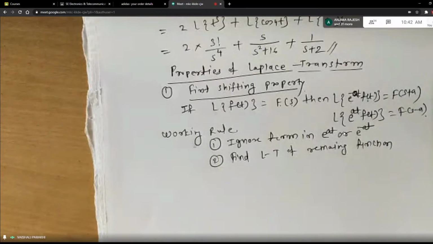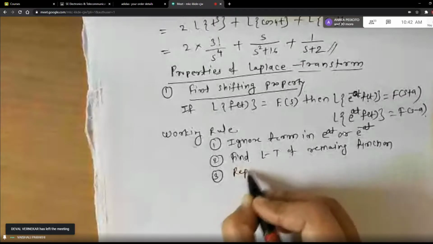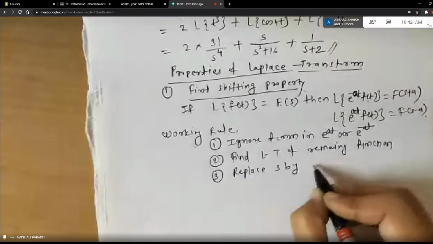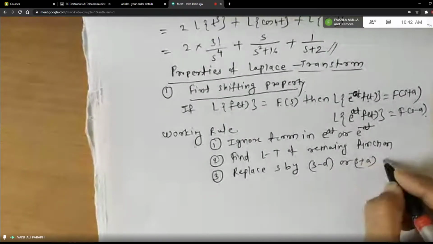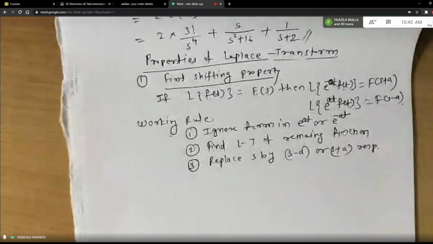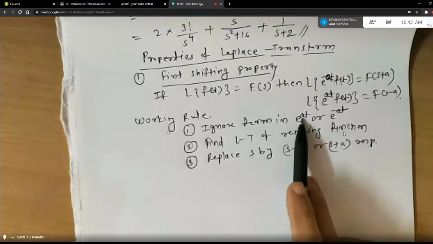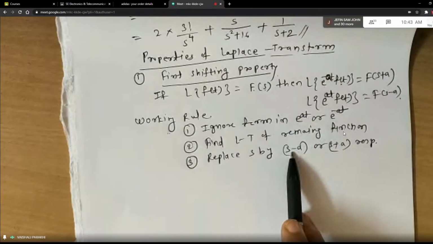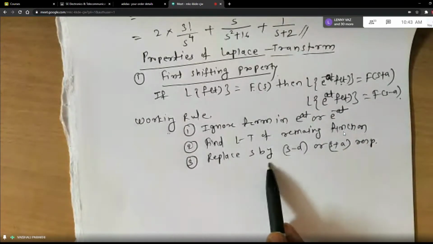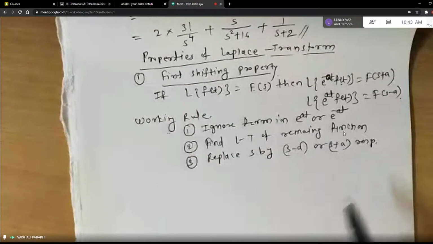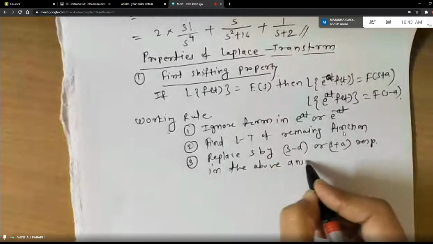Find Laplace transform of remaining function, and then replace s by s minus a or s plus a respectively. Why am I saying respectively? Because if it is e raised to at, then you have to replace s by s minus a. Opposite sign, students. Here the power is positive, middle sign is negative. Here the power is negative, middle sign is positive. So replace s by s minus a or s plus a respectively in the above answer.